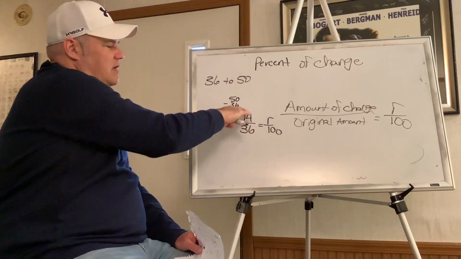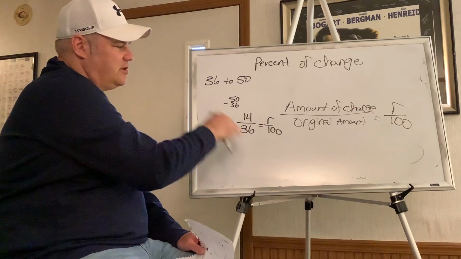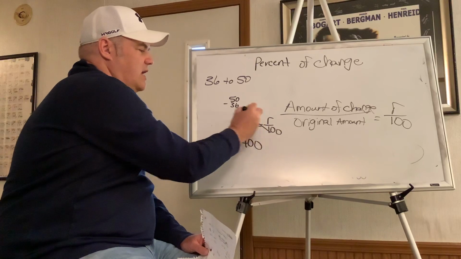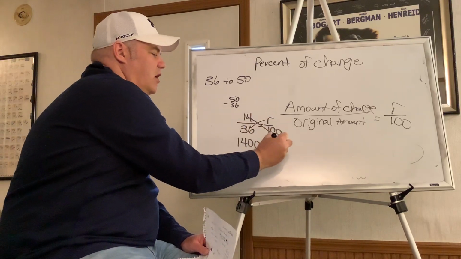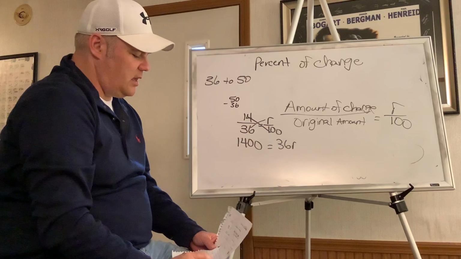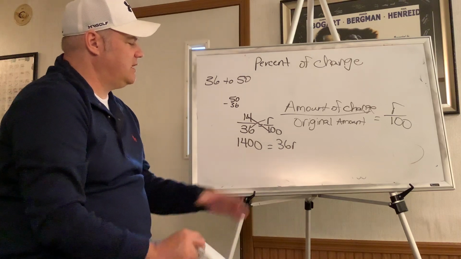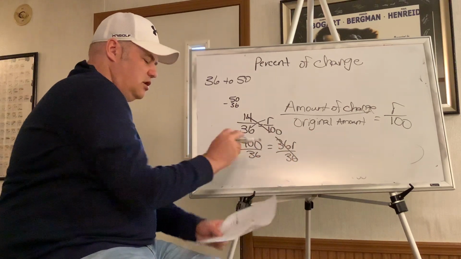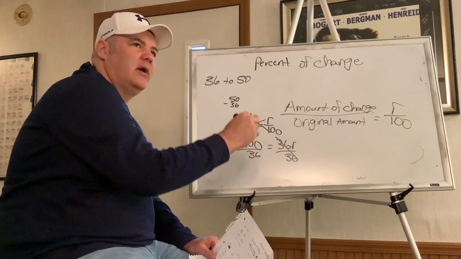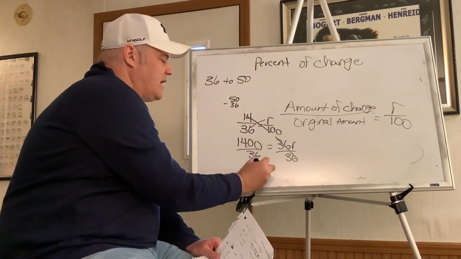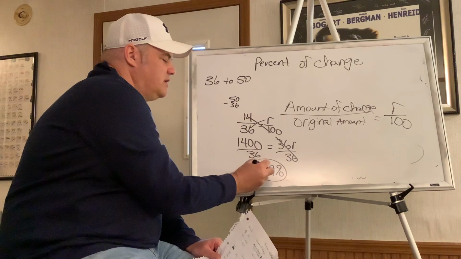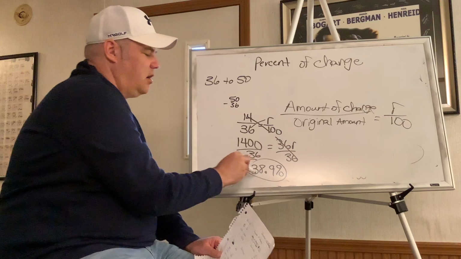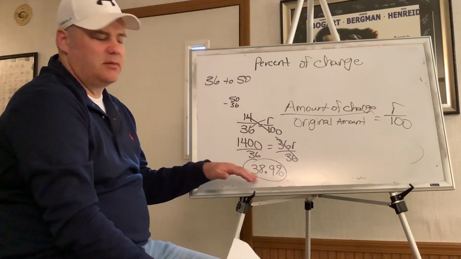Once you get those set, you've got your new problem every time, and you just do the same thing. So now you're going to do 1400, that times that, equals 36R. When you divide 1400 by 36, you end up getting 38.888. So it's going to be 38.9%, rounded to the nearest tenth. Remember, we're not moving the decimal twice anymore. This is already our percent.